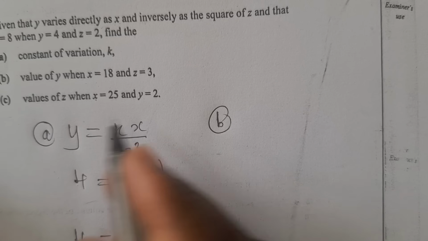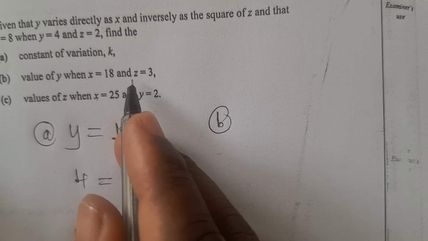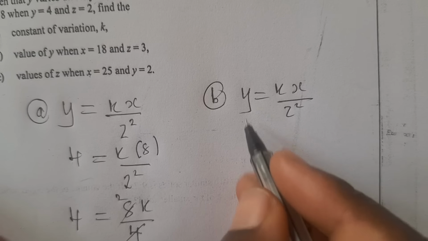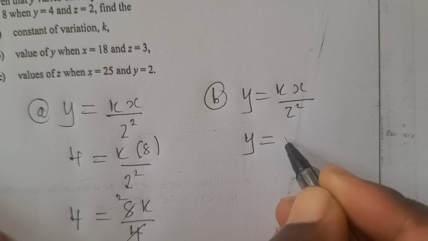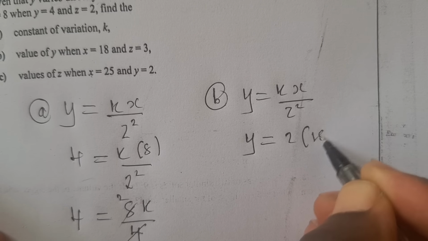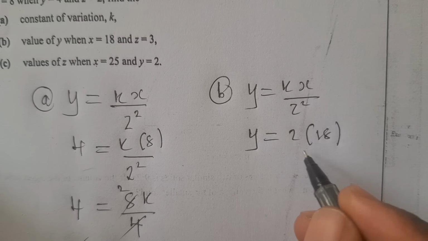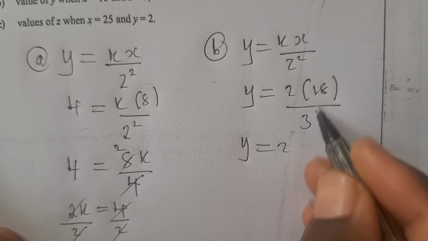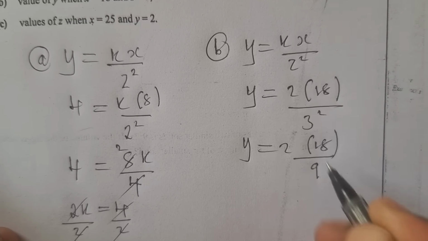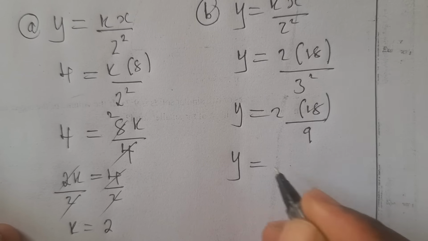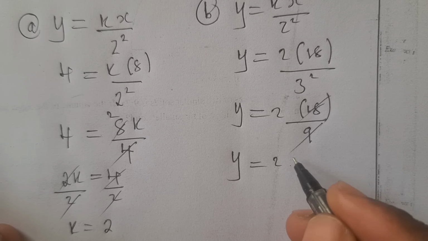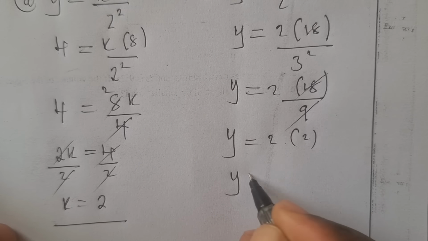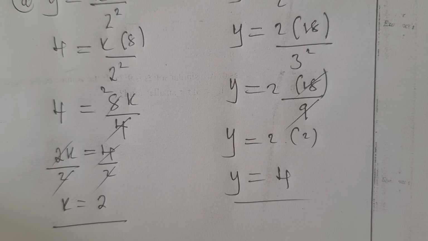So we go to question B. They're saying find the value of y when x is equal to 18 and z is equal to 3. So y is equal to kx over z squared. Just plug in, here is what we are looking for, the y. k, we know that it's a 2. x is 18, according to the question, while z is 3 squared. So y is equal to 2 times 18 over 9, since 3 power 2 gives us a 9. This and this will give us a 2, because 9 into 18 is a 2, and 9 into itself is a 1. So y will be equal to 4.